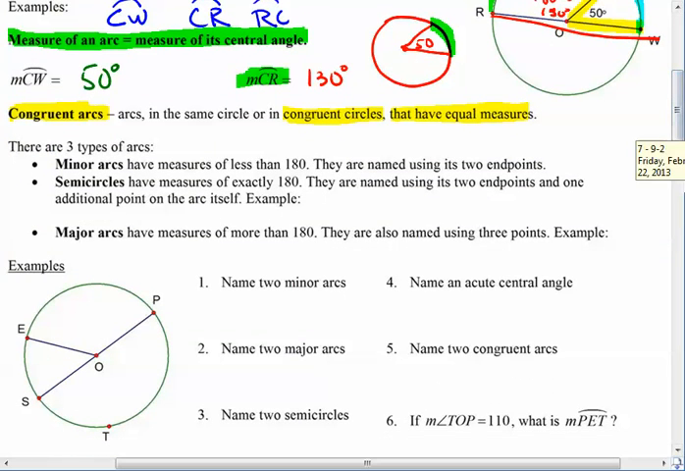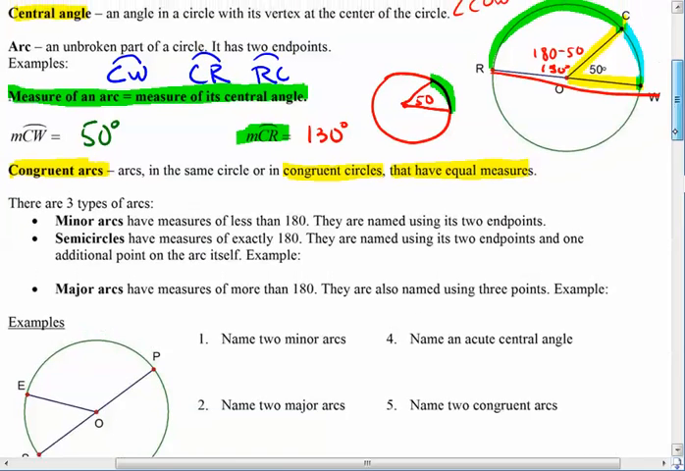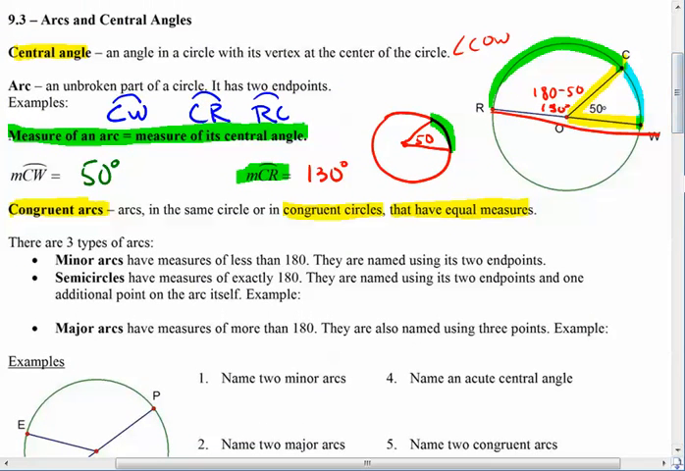There are three major types of arcs that we'll talk about. The two arcs that I've mentioned so far have been minor arcs. Minor arcs have a measure of less than 180 degrees. So let's write down a few examples. So that would be CW and CR.